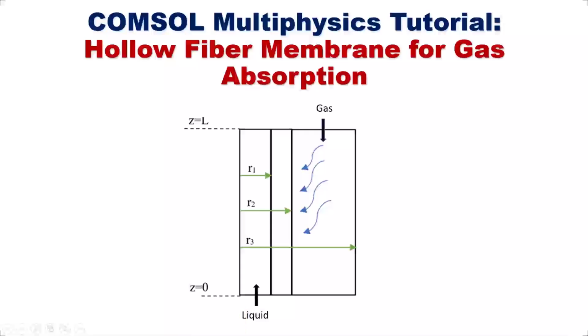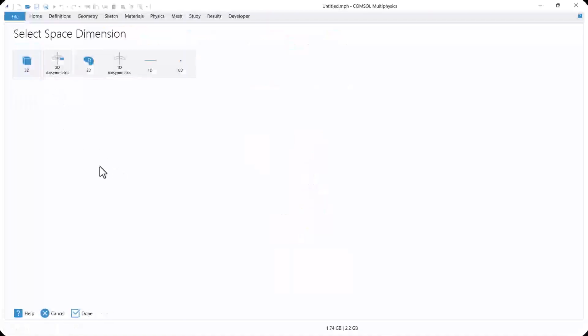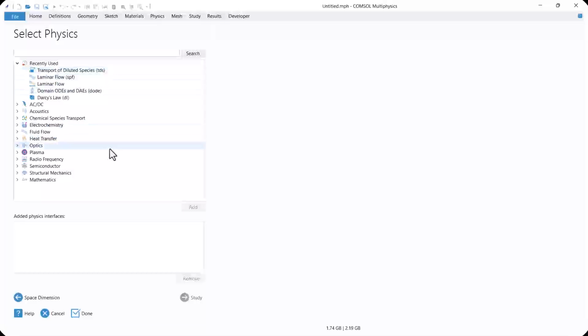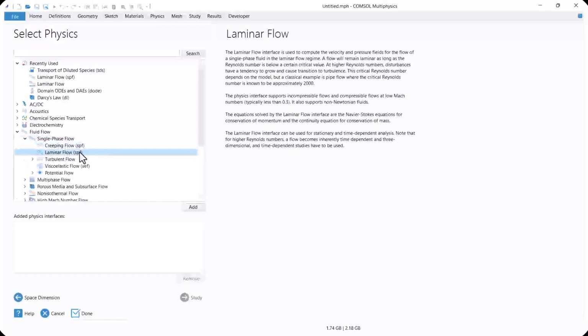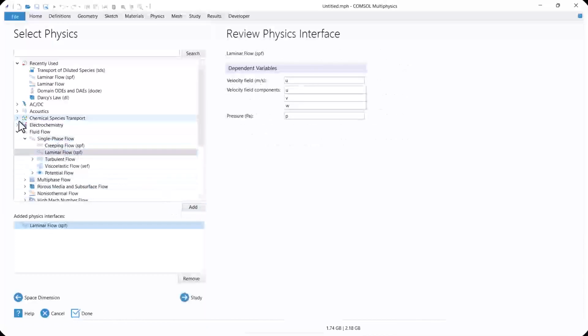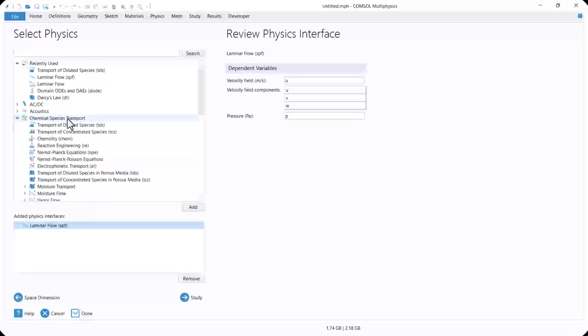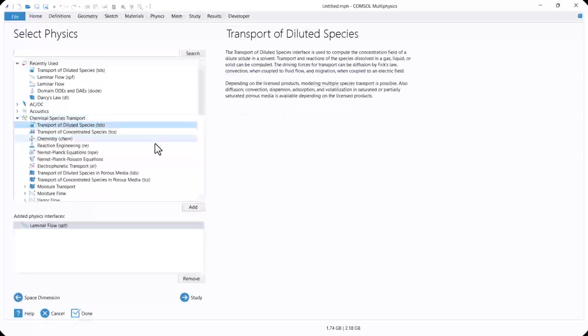Let's get started. Click on Model Wizard. In this model, we have 2D axisymmetric. We have fluid flow and mass transfer. So for fluid flow, we select single phase flow and we select laminar flow. And for mass transfer, we select chemical species transfer and we select transfer of diluted species.